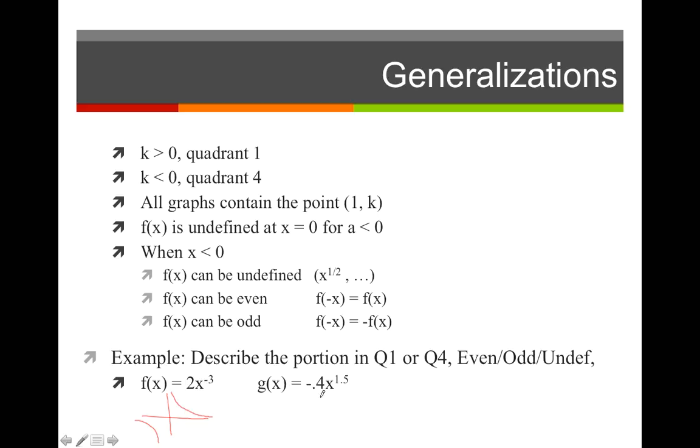Likewise, if I have negative 0.4x to the 1.5, well, negative 0.4 means I'm going to start in quadrant 4. This 1.5 is actually 3/2, which means I don't get any negatives here. And because it is bigger than 1, it's going to look like this, essentially. Or that's what it should look like.